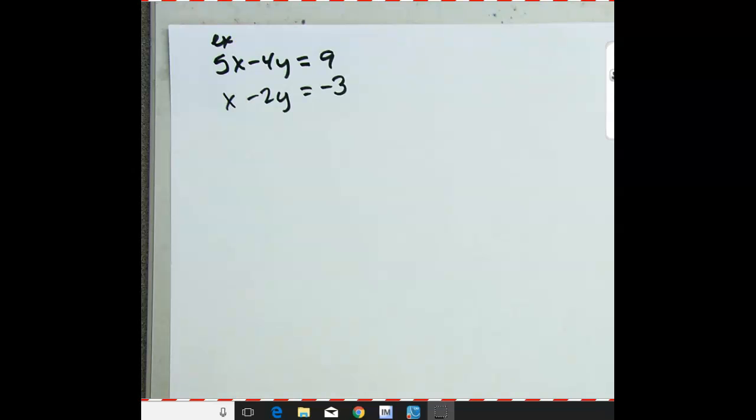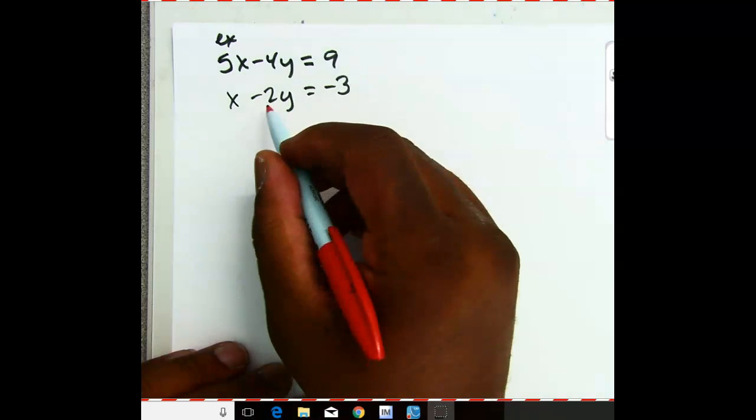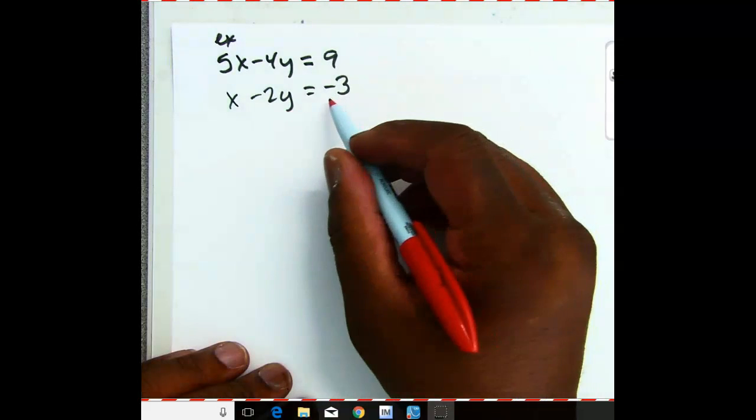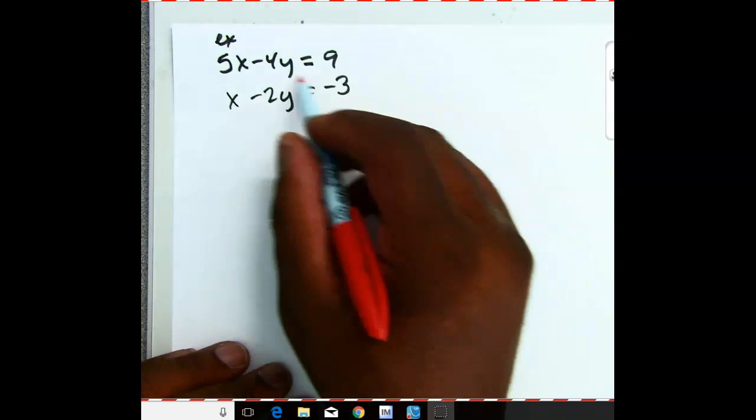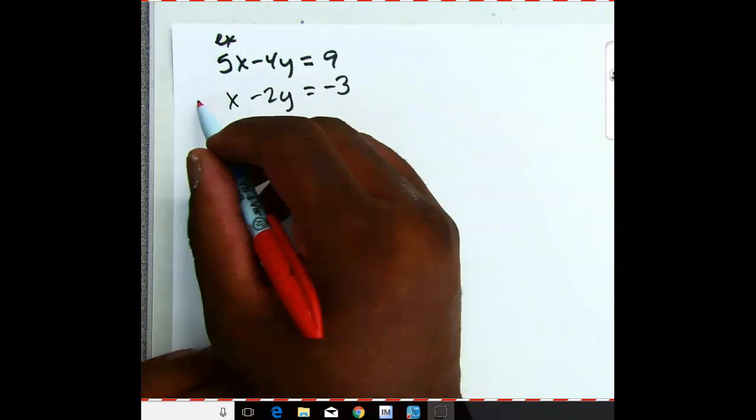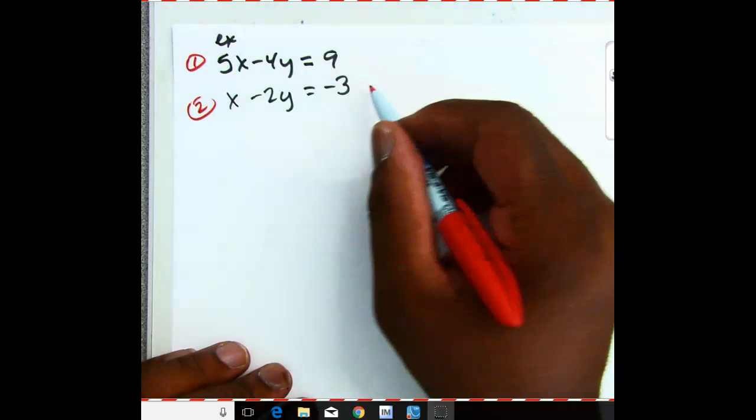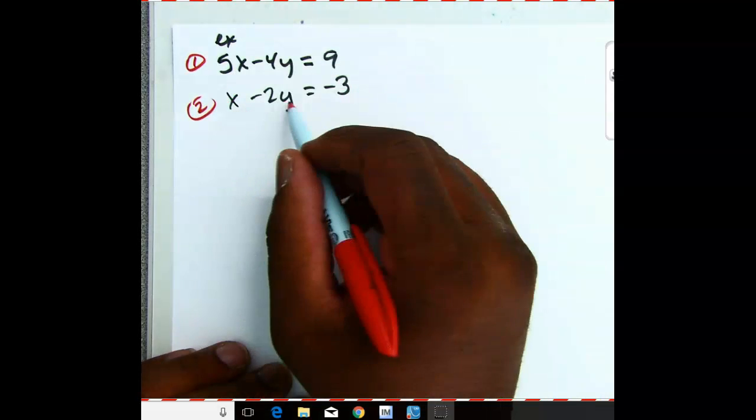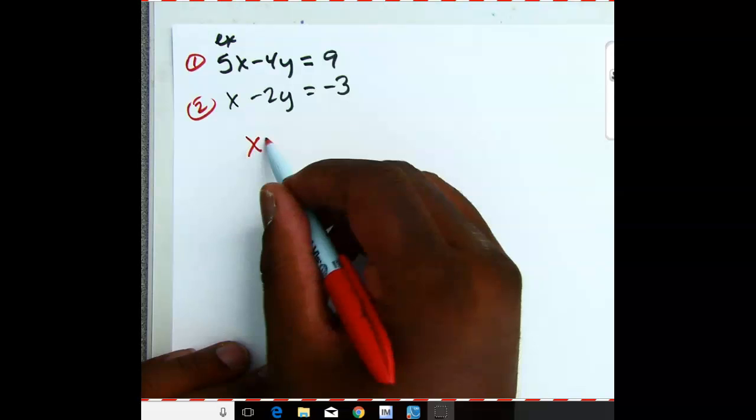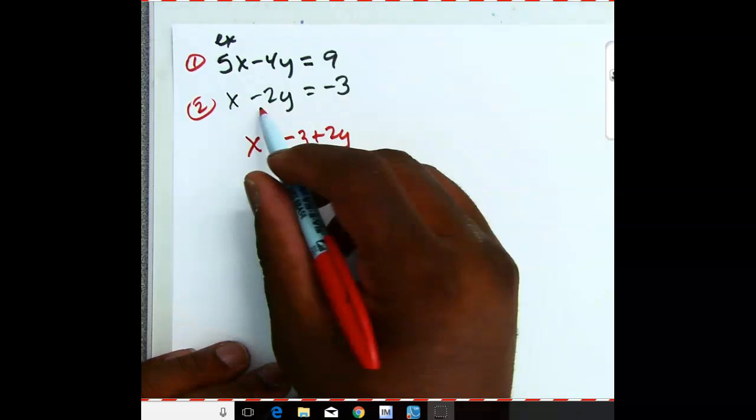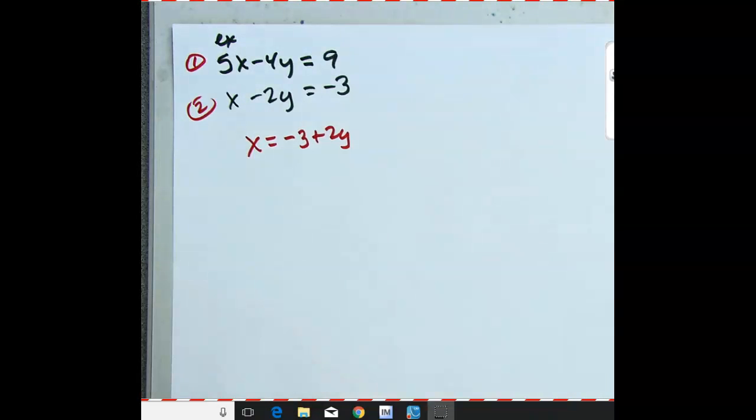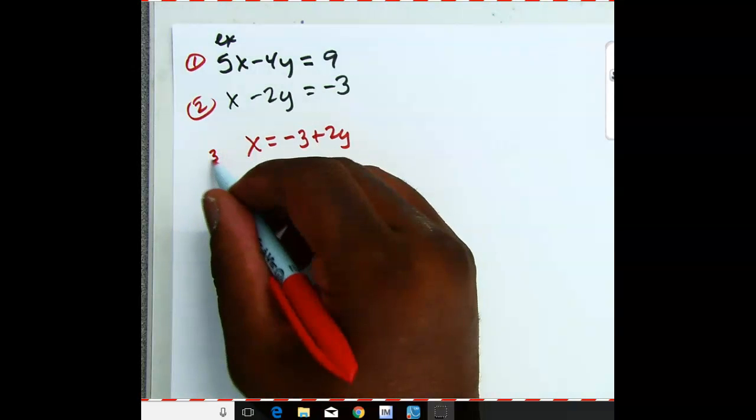If you look at equation 2, you have x minus 2y is equal to negative 3. So here, we're going to solve equation 2 for x. And solving equation 2 for x, you're going to get x is equal to negative 3 plus 2y. So we just added 2y to both sides. So that'll give us a third equation.